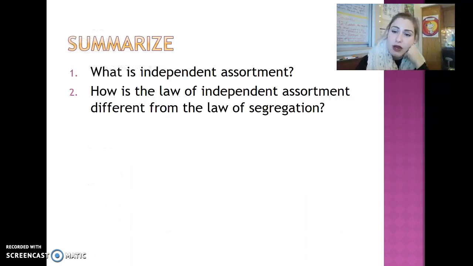I want you to try to summarize independent assortment, meaning that our chromosomes have different genes on them and they can get separated all on their own. Think about assortments with Forrest Gump. It's a really good movie. I highly suggest it if you've not seen it yet. But Forrest Gump, his mom always talks about how life is like a box of chocolates. You never know what you're going to get.